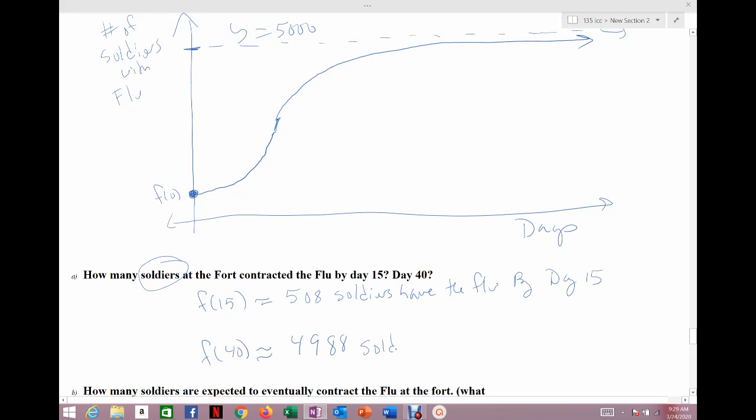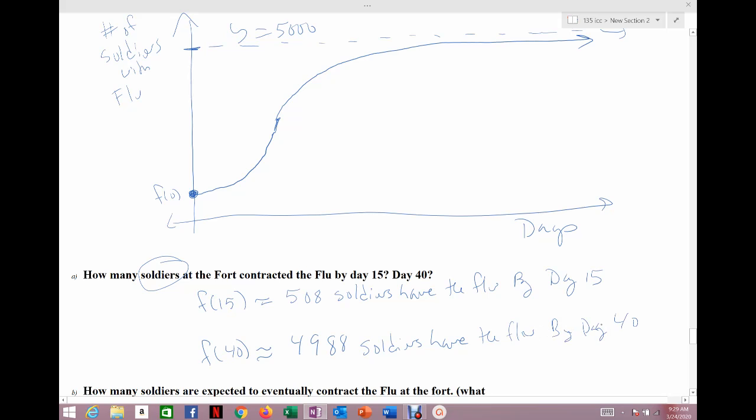Alright, soldiers have or had the flu. This could also mean 40 days in, these people all got the flu. Some of them might already be better now, right? Not all at once, right? 4,988 people had the flu. Some of them have it, and some of them had it, and they could be better at this point. Right? This is just how many have got the flu at the fort. Alright, soldiers have had the flu by day 40.